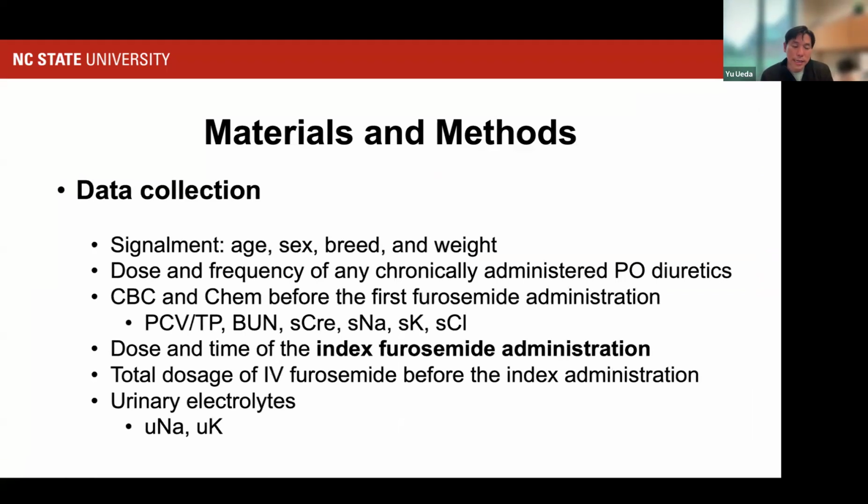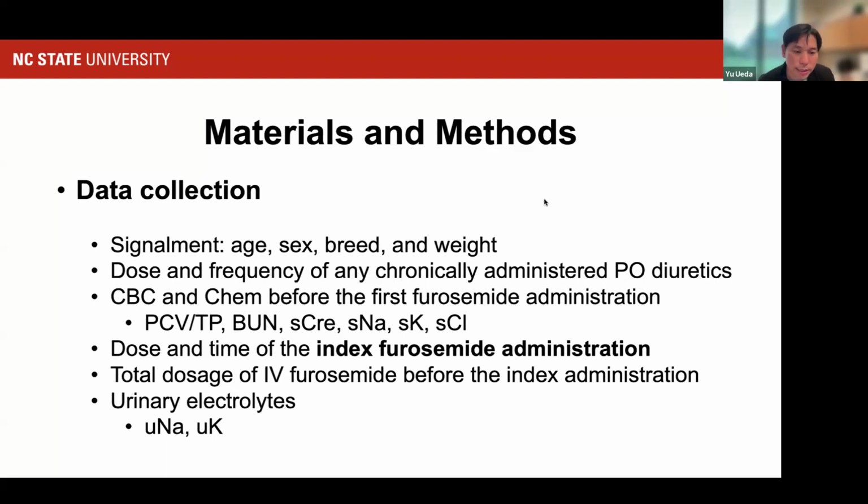They collected all this data based on the medical records. Again, this is a retrospective study. They collected the signalment of the patients, like age, sex, breed, and weight, and also the dose and frequency of any chronically administered oral diuretics. So again, this is acute congestive heart failure, but the patients could be on furosemide and other diuretics at home, and then just come back to the hospital with acute decompensation of congestive heart failure, or maybe new congestive heart failure diagnosed by the clinicians in the hospital.